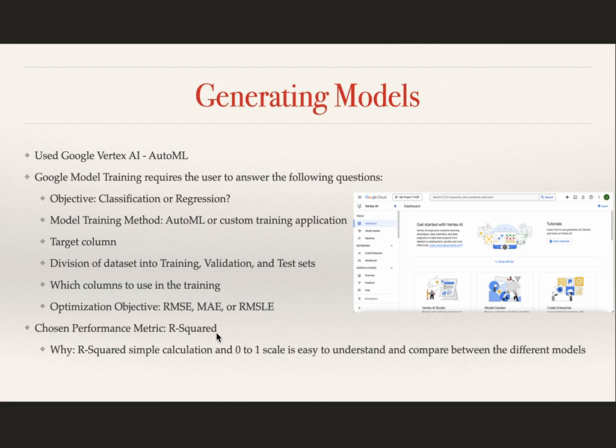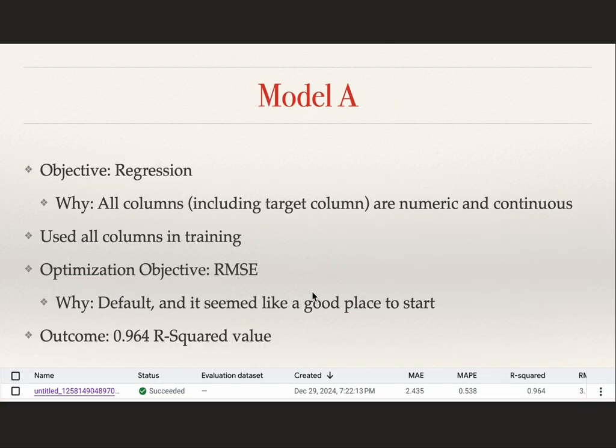And then finally, for the project, we had to choose a performance metric. I chose R² value simply because it's a 0 to 1 scale, which is easy to understand, and it's easy to compare between the different models. And I guess additionally and importantly, Vertex AI includes that statistic in all of the models.